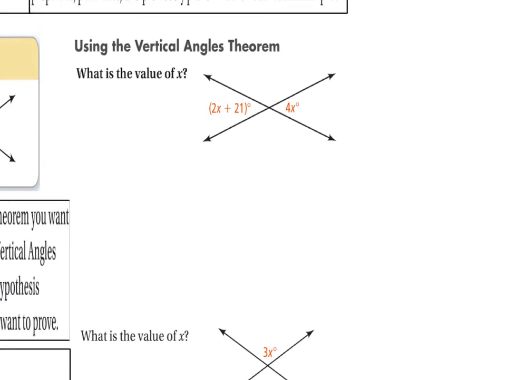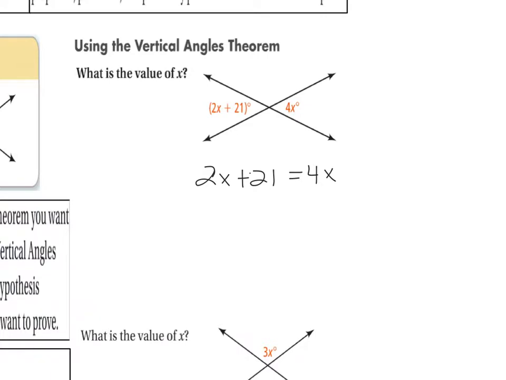Okay, so it says here, what is the value of x? So, first of all, I have to identify what kind of angles I have. First, I've got vertical angles. Well, I know from the vertical angles theorem that vertical angles are congruent. So, I can set 2x plus 21 equal to 4x. Okay, I'm not doing a proof here. All I'm doing is finding the value of x.